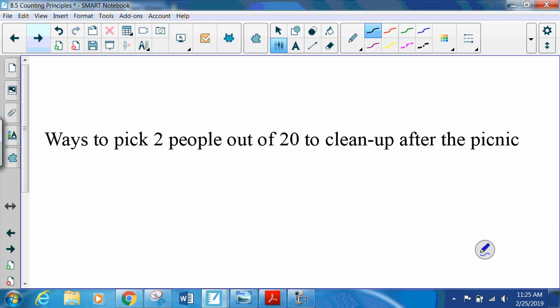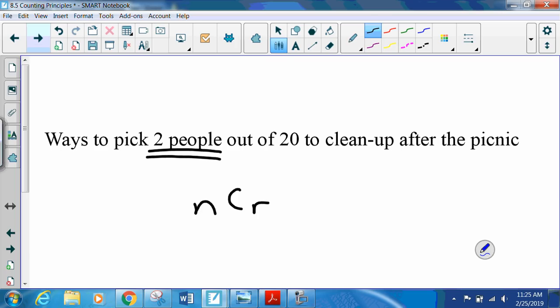Oh, we're not done. All right, ways to pick 2 people out of 20 to clean up after the picnic. All right, commit to an answer. nCr. Those 2 people are not given specific jobs. The order doesn't matter when you're picking the 2 people out of the 20. Yes, I agree. None of us wants to be those 2 people. But if the question asked, how many different ways can we pick 2 people out of 20 to clean up after the picnic? We are going to use nCr because order doesn't matter.